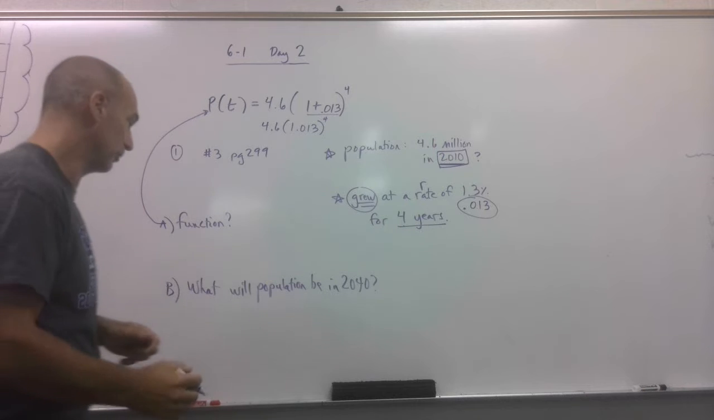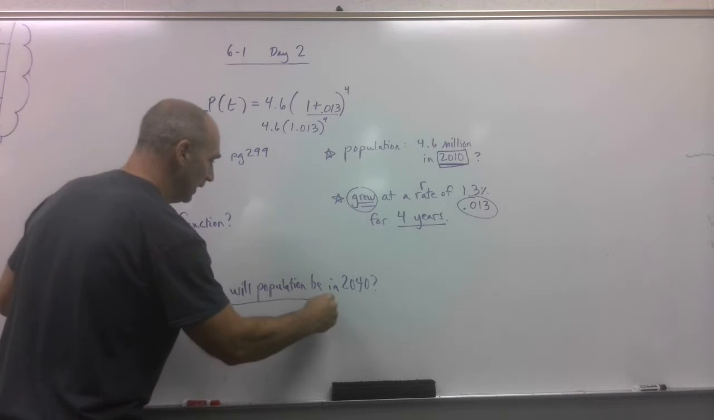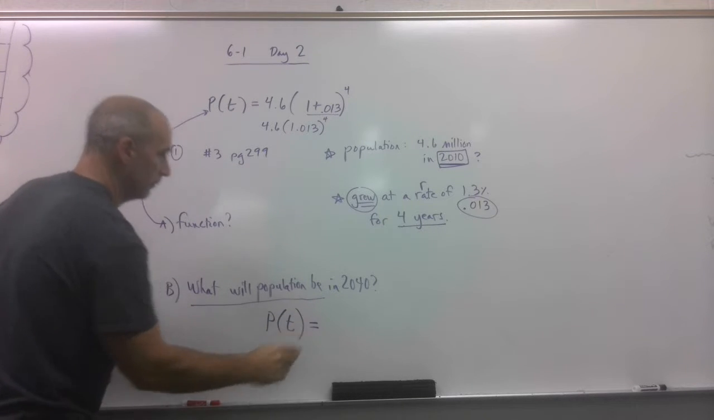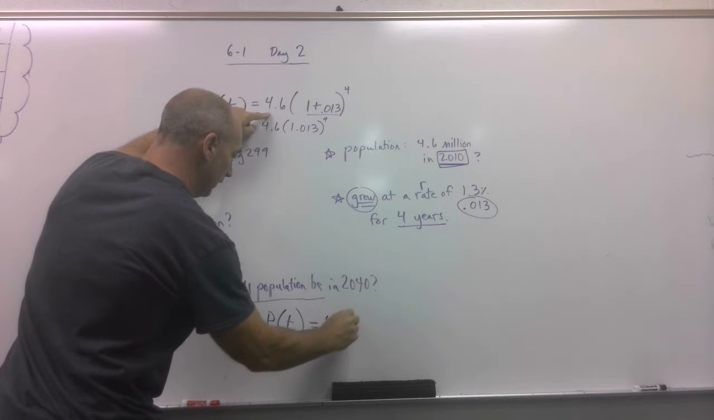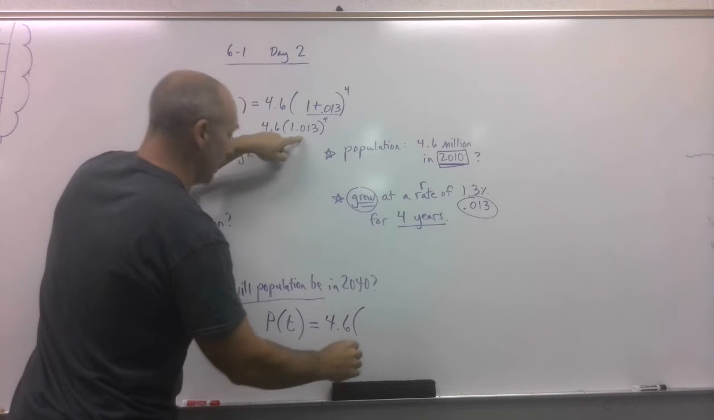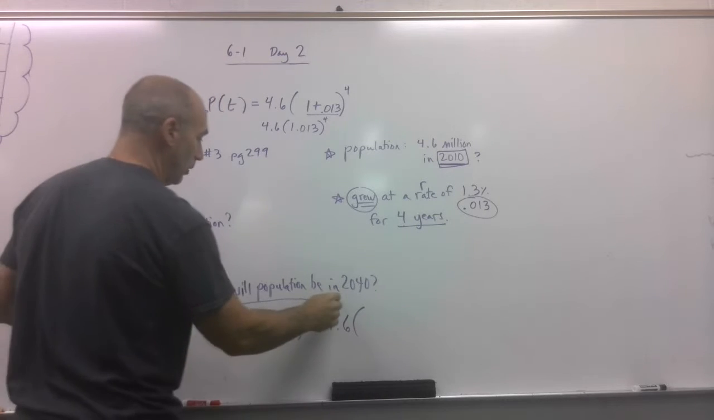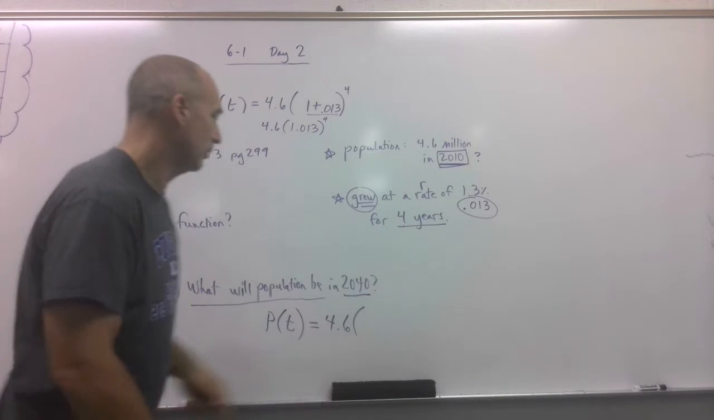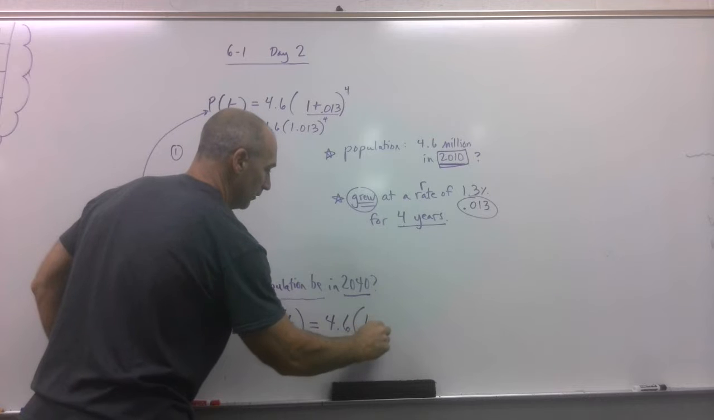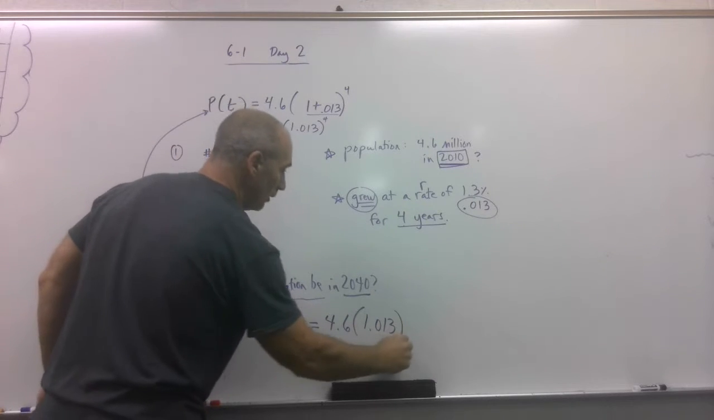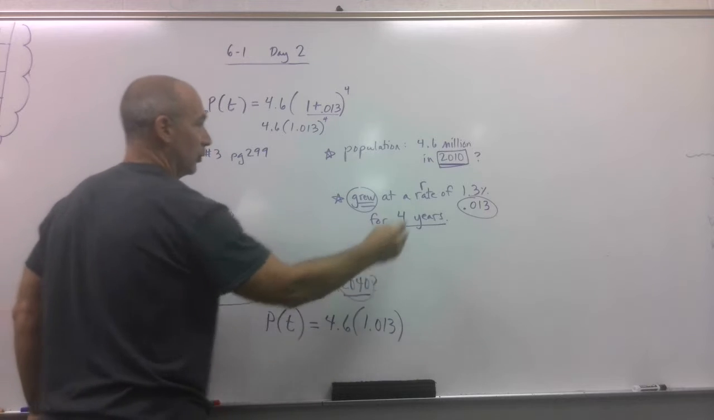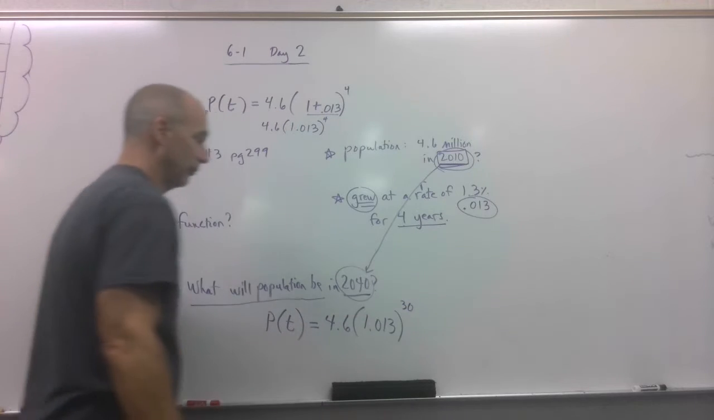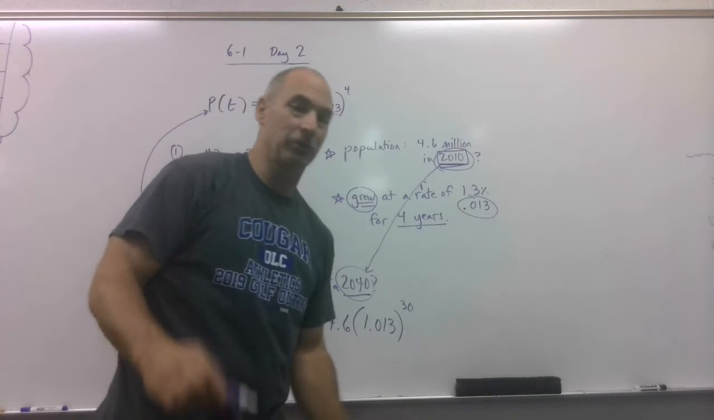Then they want us to be a little bit more specific. It said, what will the population be? They're saying, use that formula. We know it started with 4.6 million. We know the rate, because they say, what will the population be in 2040? If you read it, it says if the rate remains the same. So we're going to steal this 1.013. In 2040, this is where we use this piece of information. How many years is that? That's 30.